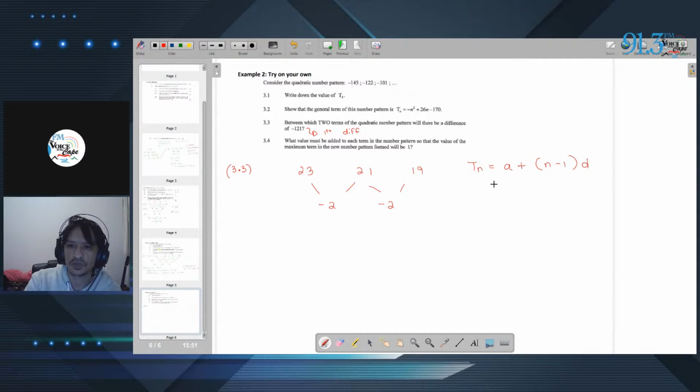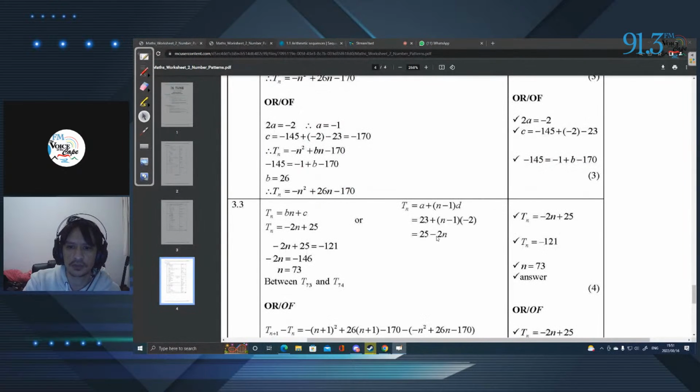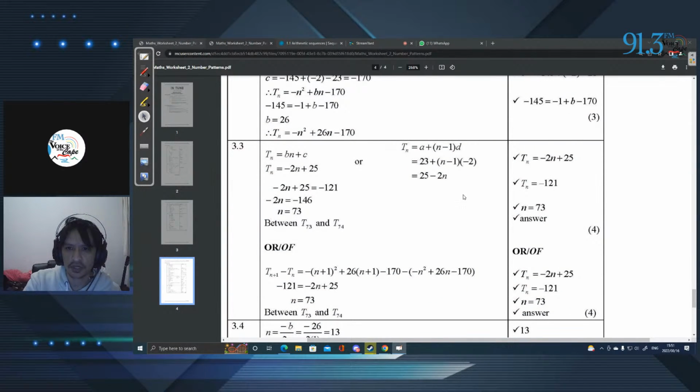Okay, substitute this first term, which is 23. N minus 1. And the difference is negative 2. That's what they did over here. And then you'll end up with Tn is equal to 25 minus 2n. So what do we do from there once we have this equation? Well, we take it, like they did over here. They got the same formula.